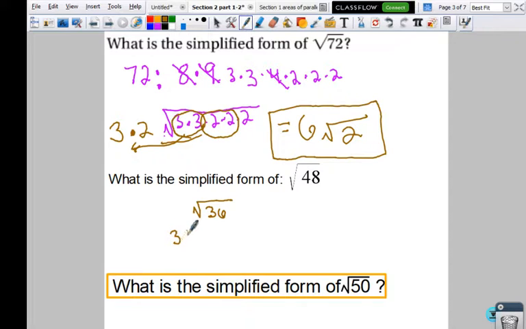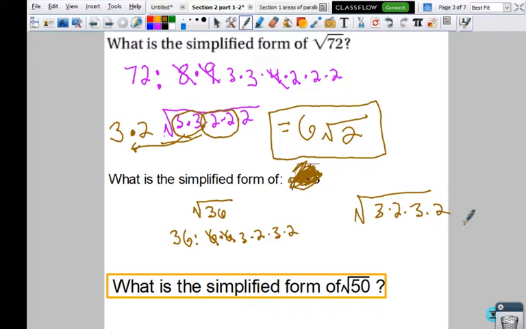All right. 36 is going to be, what, 6 times 6, right? But 6 is really a 3 times a 2. That's really 48. It's 48, bro. I know, I'm doing a random one. We're not doing 48. We're changing it. Square root of 36 instead. Okay. So I got square root of 3 times 2 times 3 times 2.